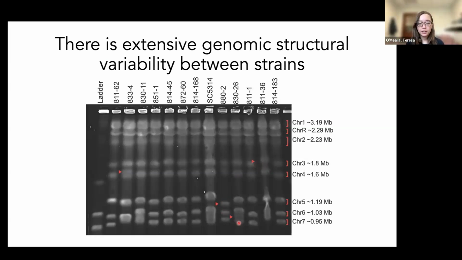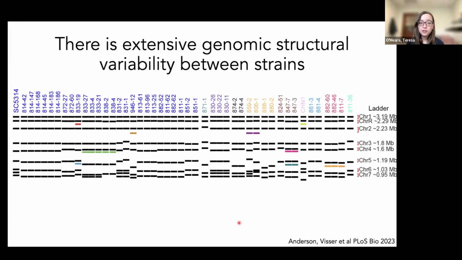We did this for all of our strains, and we end up with a huge amount of variability. Here I've ordered the strains by their genetic relatedness due to their SNPs and their phylogenetic relationships. What we can see is that there are certain strains that have an extra sized chromosome. Potentially there was a loss or a recombination event. And this is consistent across all of them, so we can see extensive structural variability between the strains as well.